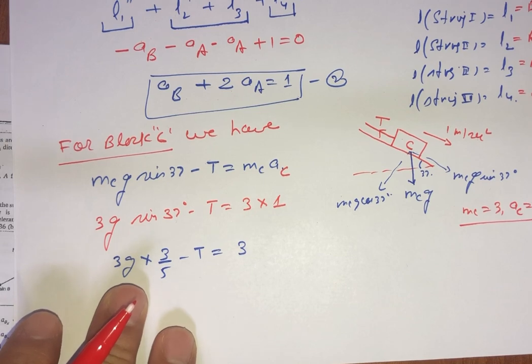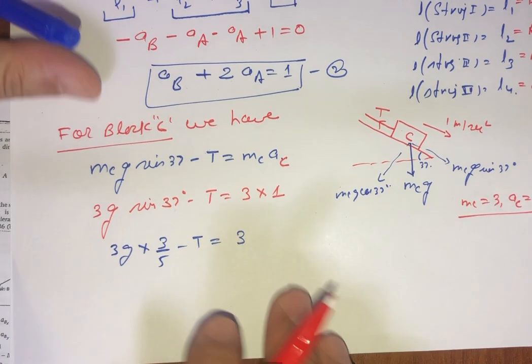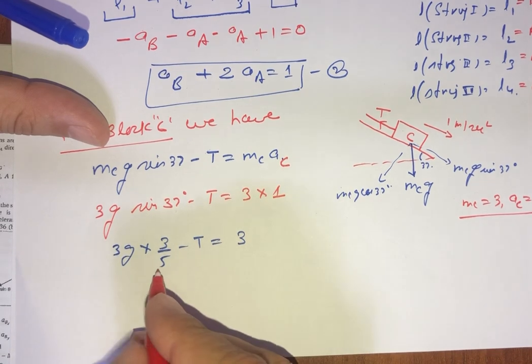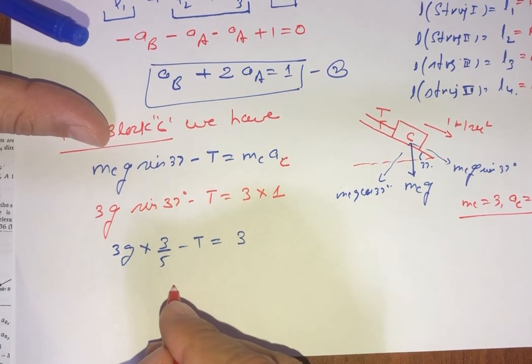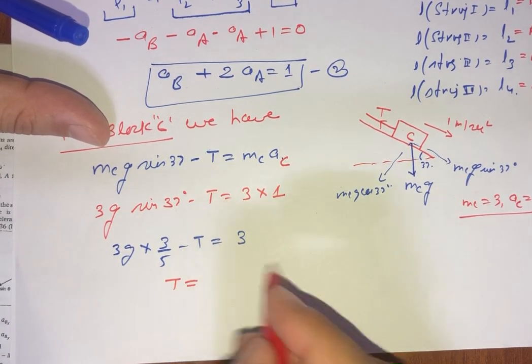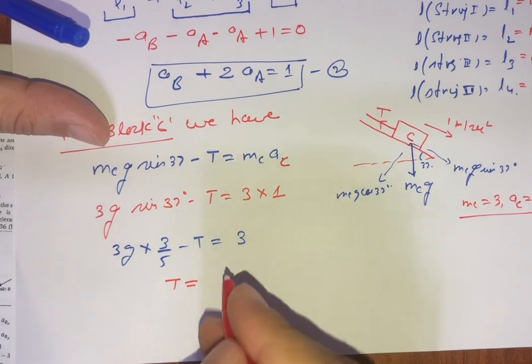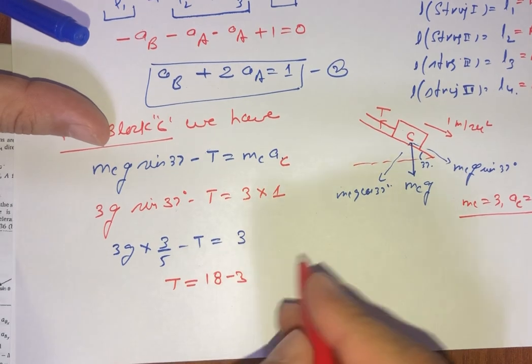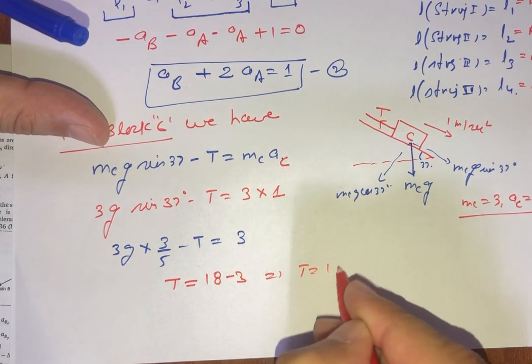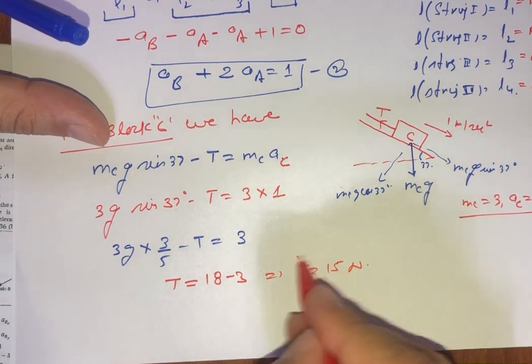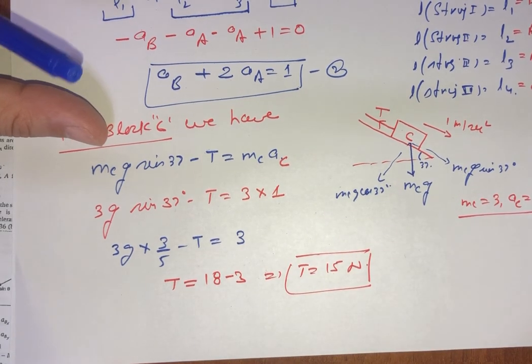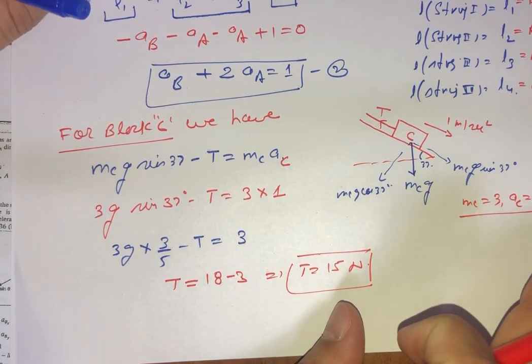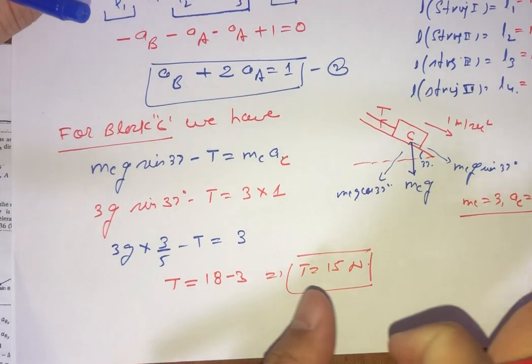Okay, so we can say that if you put all those values, T will be equal to 18 minus 3, which will be given as T is equal to 15 Newton. So we got the value of tension T.